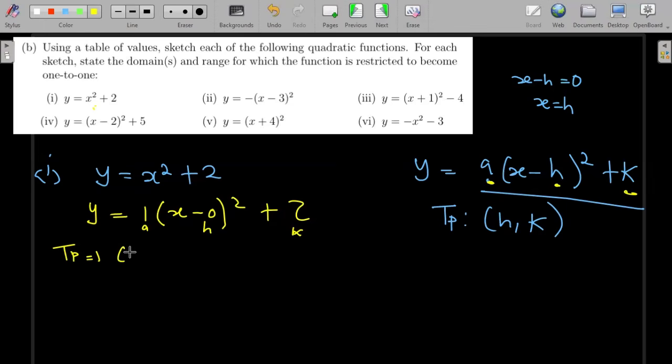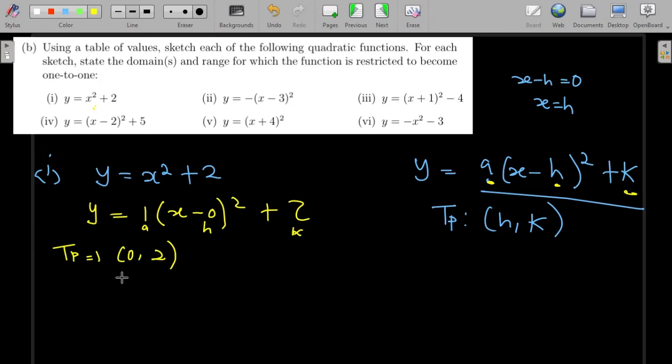So for x, it will just be 0, comma, and then the y is whatever is outside there. So it will just be 2. Okay, so my turning point is (0, 2). So once I find my turning point, now I'll just pick some random values.